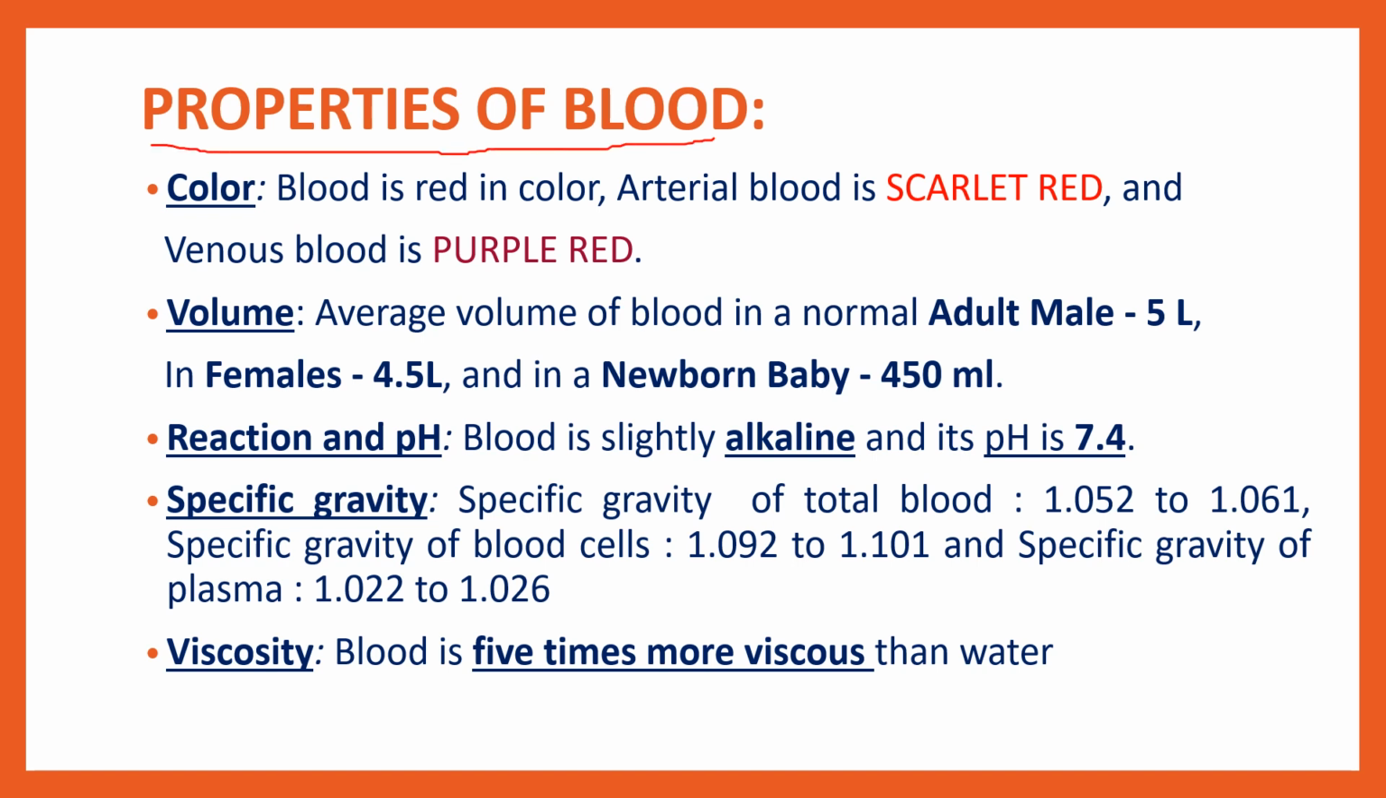Properties of blood. First one is color. Blood is red in color. Arterial blood is scarlet red and venous blood is purple red. Next is volume. Average volume of blood in normal adult male is 5 liters and in females it is about 4.5 liter, and in a newborn baby it is about 450 ml. Next, reaction and pH. Blood is slightly alkaline and its pH is 7.4.